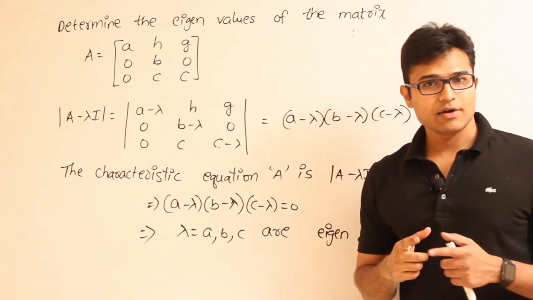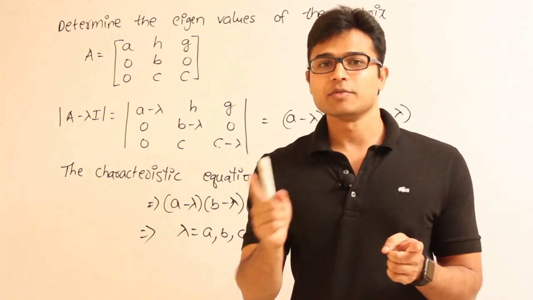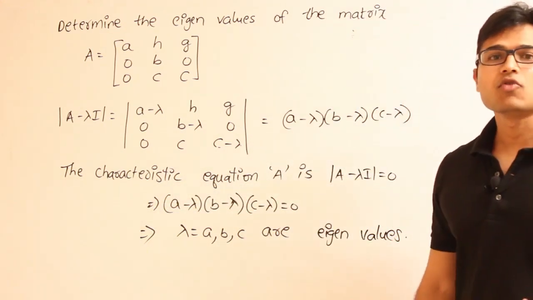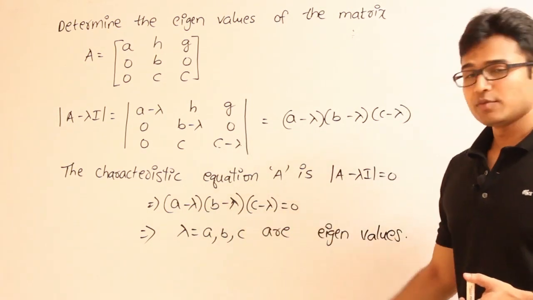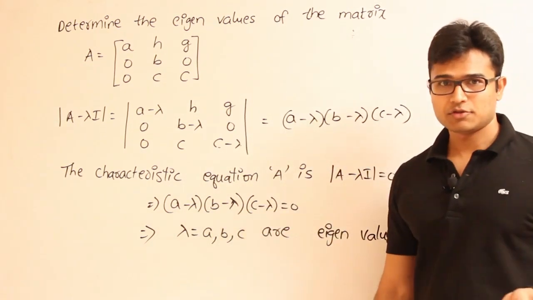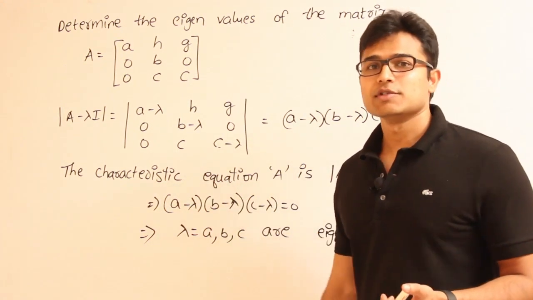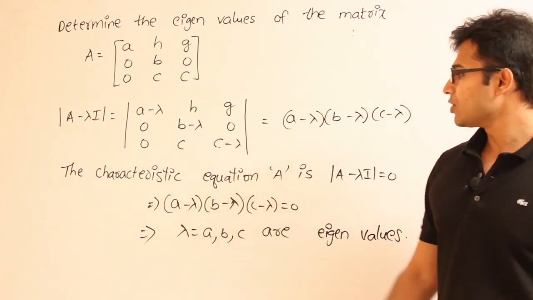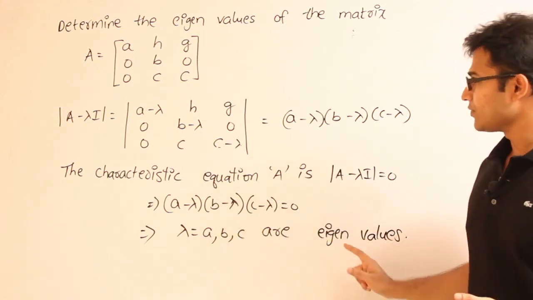And now once we find out the determinant, the characteristic equation is nothing but the determinant value should be equal to 0. Then what are we going to get? See, if the product of 3 numbers has to be equal to 0, at least one of them has to be 0, isn't it? Or 2 of them or all of them have to be 0. Therefore, either lambda equal to A or lambda equal to B or lambda equal to C. So A, B, C are the eigenvalues.